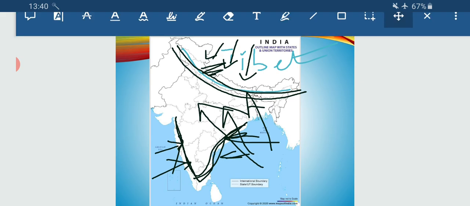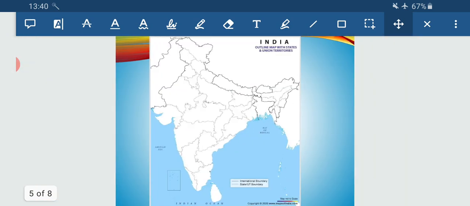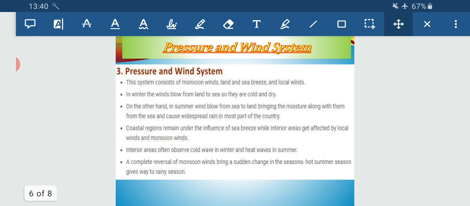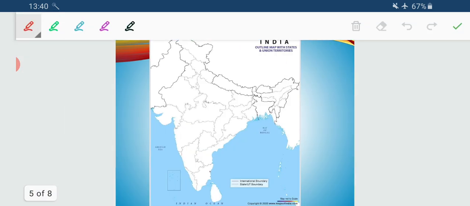Now the third one is the pressure and the wind system. Now the pressure and the wind system, again I am going to explain it with the help of the map. Now the pressure and the wind system during the summer season, I am just first drawing the important latitude of the country.